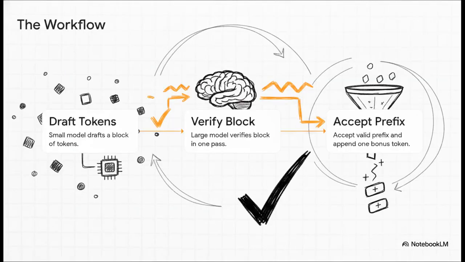In practice, this workflow happens in 3 specific steps. First, the small model drafts a block of tokens. Next, the large model verifies that entire block in just a single forward pass. And finally, a rejection sampling rule accepts the longest valid prefix from that draft and tacks on 1 bonus token. The crucial takeaway here is that this exact rejection sampling process preserves the target distribution perfectly, meaning absolutely zero quality loss in the final generated text.